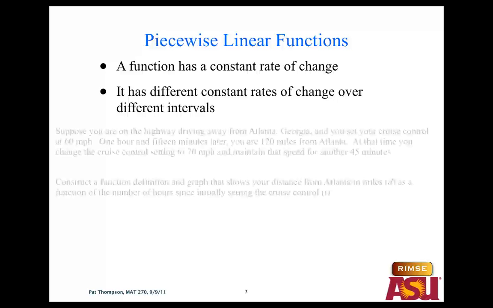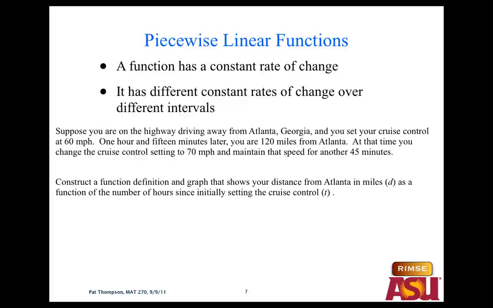So here's an example we can work through. This is going to be in your reading and assignment for Wednesday, so we don't need to copy all this down. Suppose you're on the highway driving from Atlanta, Georgia. You set your cruise control at 60 miles per hour. 1 hour and 15 minutes later, you are 120 miles from Atlanta. At that time, you change the cruise control setting to 70, and you go that speed for another 45 minutes.